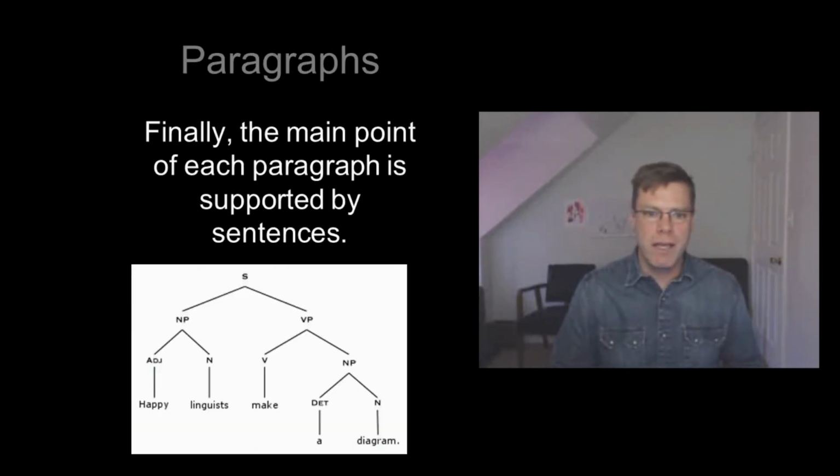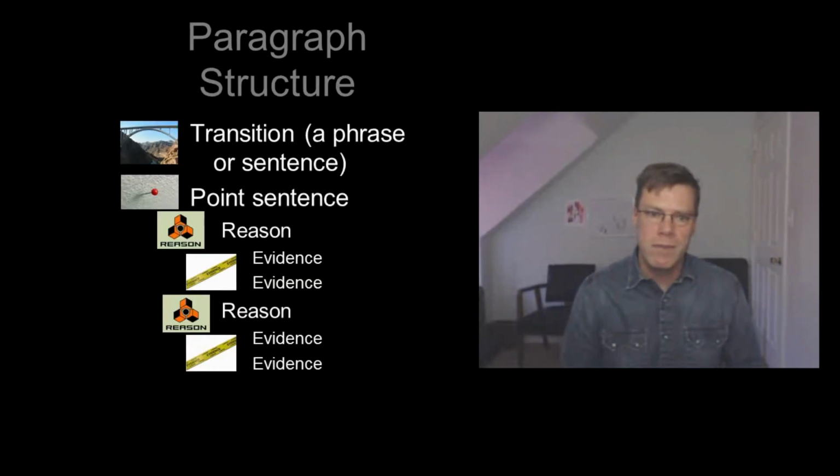And finally, the main point of each paragraph is supported by sentences. So now we're going to get to that deeper level and look at paragraph structure. The paragraph structure looks kind of like this. Generally, there's going to be a transition that brings you from the previous paragraph into this paragraph. It may be just a phrase. It could be just a prepositional phrase, could be even just a word. But usually there's going to be something to transition from one paragraph to the next. And then there's the point sentence. Usually the readers can expect to see that right there at the top of the paragraph. Usually the first or maybe the second sentence is the point sentence.